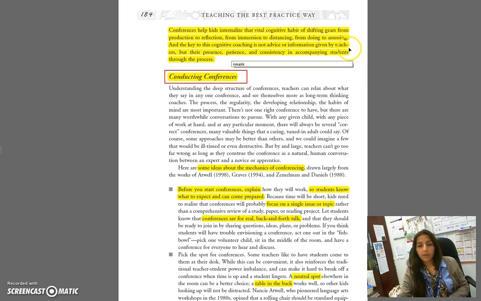And the key to this cognitive coaching is not just advice or information given by the teachers, but the teacher's presence, patience, and consistency in accompanying students through the process. So again, what is important is the teacher has to be present in the conference. She has to be patient. It means she doesn't have to talk so much. She has to give the students a chance to talk and to share whatever their difficulties are.